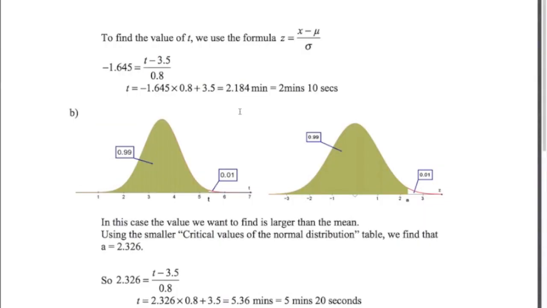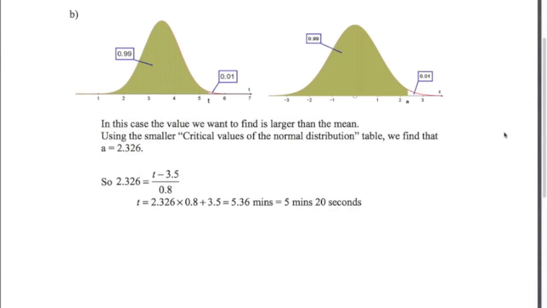So our last step here is to use this formula here that we saw before. Now we've got everything in this formula. We've got the z-value, negative 1.645. We know the mean, we know the standard deviation. What we're trying to find is the actual real life value, which I've called t in this case. So putting all the values in the formula, times by 0.8 and add 3.5 gives me 2.184 minutes, or 2 minutes 10 seconds to the nearest second.